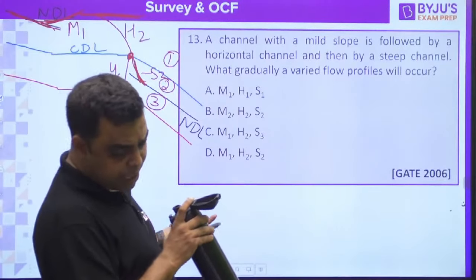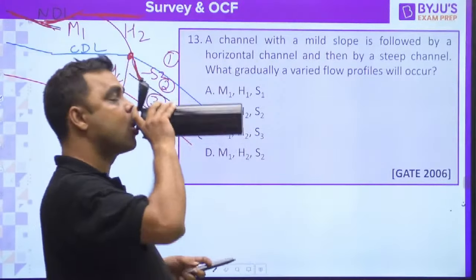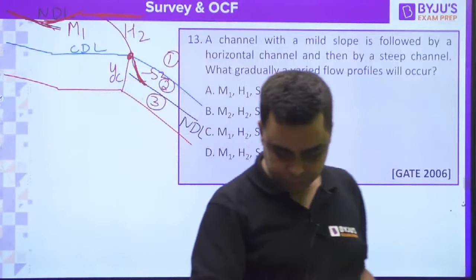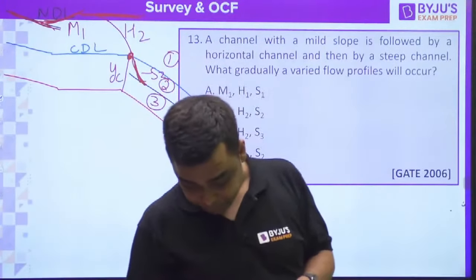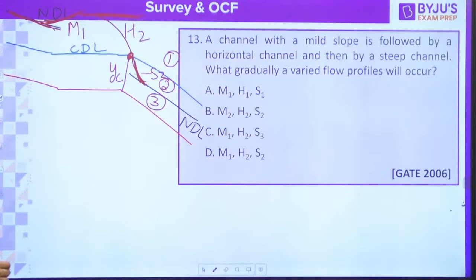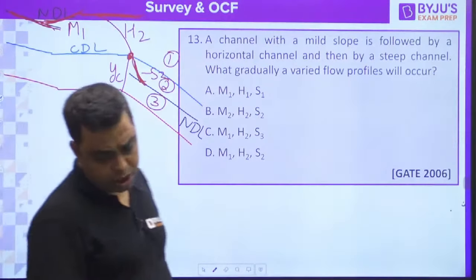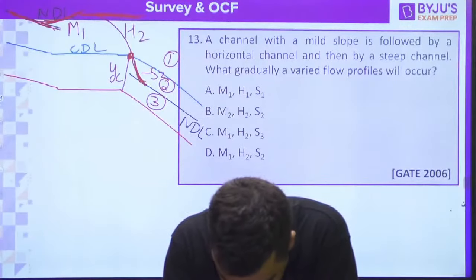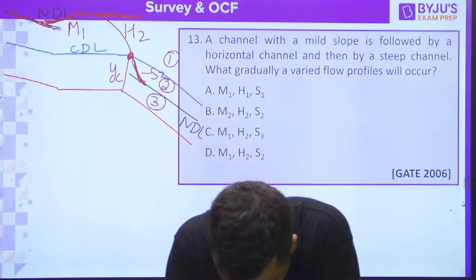Yes, Santanu ji, in mild slope, NDL is above the CDL. Right? Good afternoon, Panjiyar Sahab. Good afternoon. So guys, basically what you are asking is that for horizontal, NDL will be at infinity. Sir, please explain free fall also.